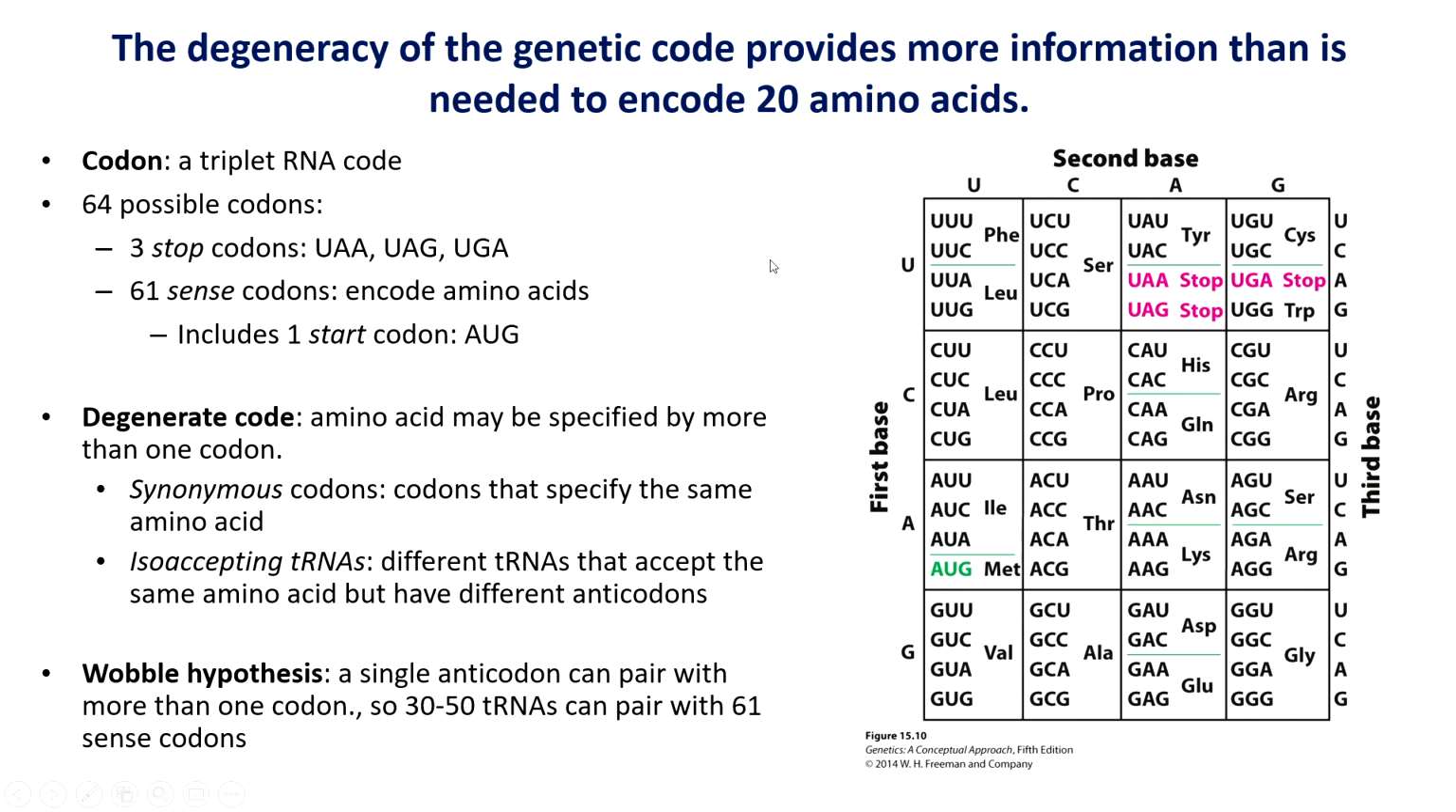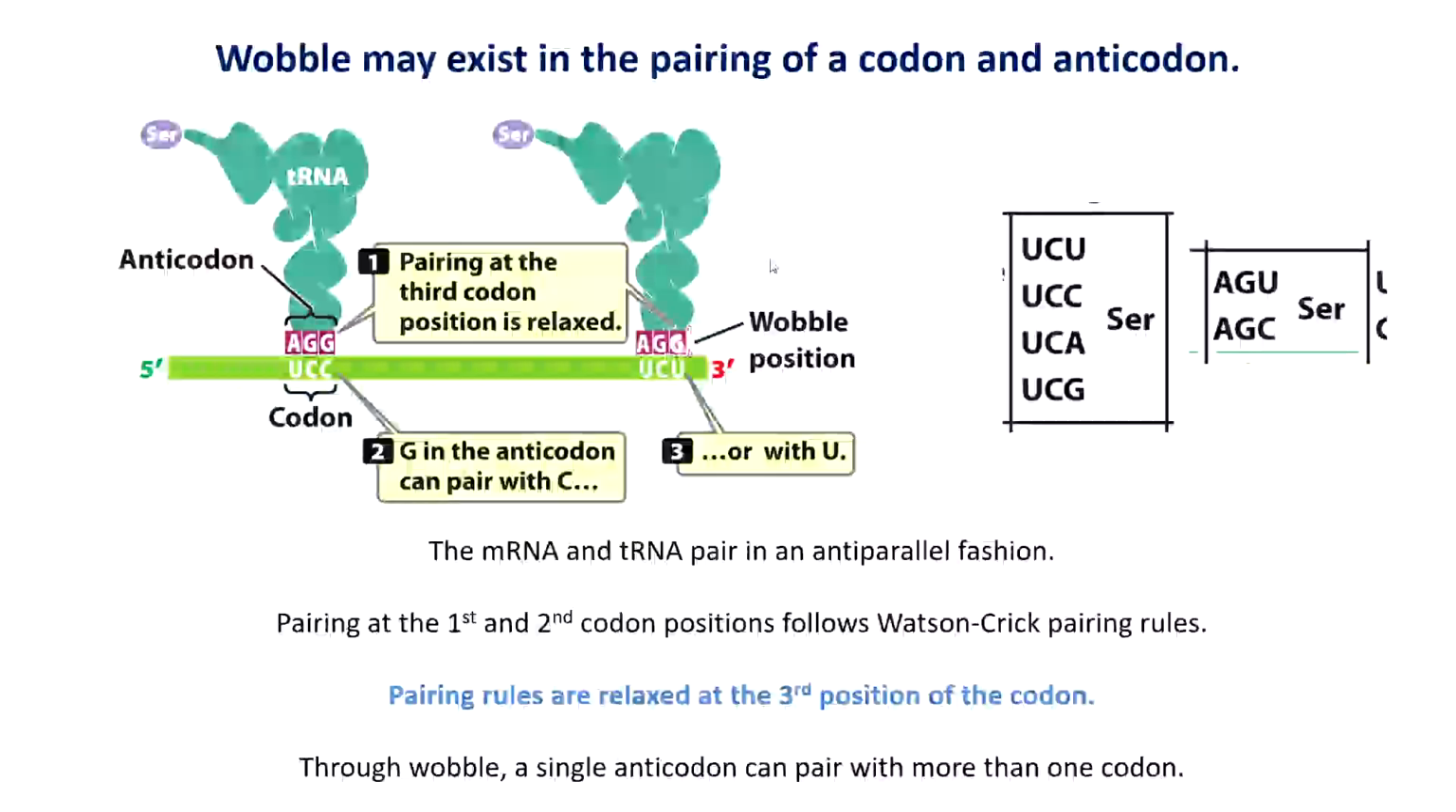So this 64 codons for 20 amino acids introduces a lot of degeneracy within the genetic code. There's also what's called the wobble hypothesis, where a single anticodon in the tRNA can pair with more than one codon in the RNA. And so about 30 to 50 tRNAs can actually pair with about 61 sense codons. Let's see what this actually looks like.